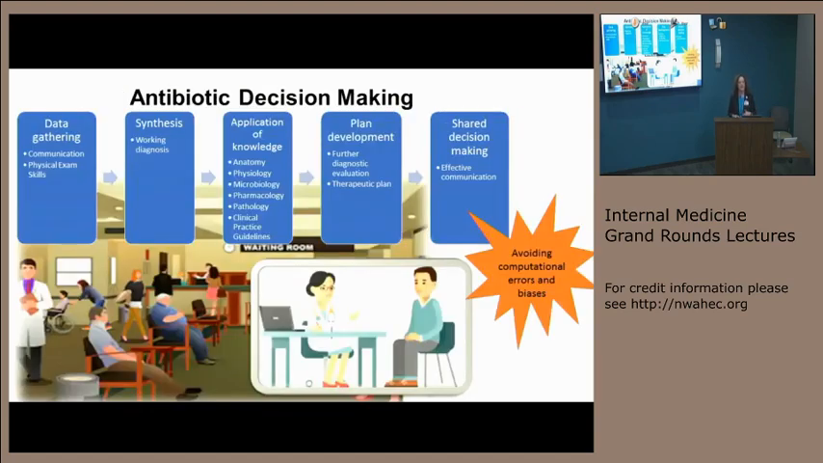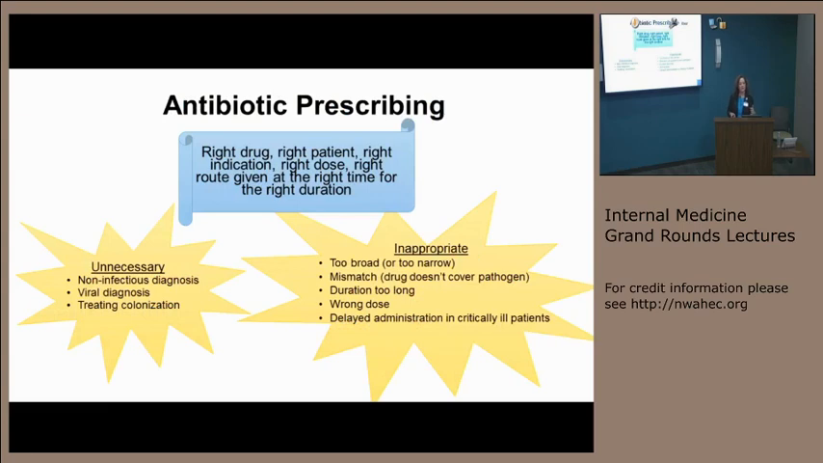Okay, so what all goes into antibiotic decision-making? I won't belabor all these points, but the key point I want to make is that it's actually a very complex process, and it relies on accurate data gathering, synthesis of information, application of knowledge, developing plans, generating those plans, and then engaging in shared decision-making with patients and others. And meanwhile, we have to avoid computational errors and biases along the way. And so when antibiotic prescribing is done right, we end up with the right drug for the right patient, the right indication, the right duration, et cetera.